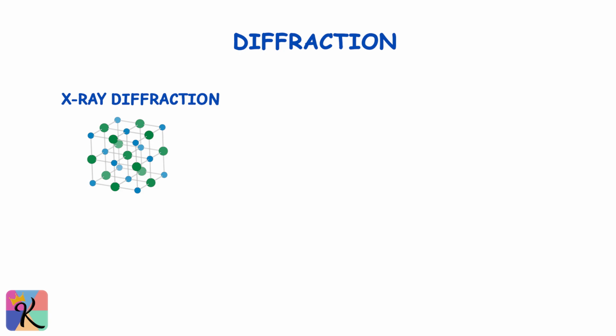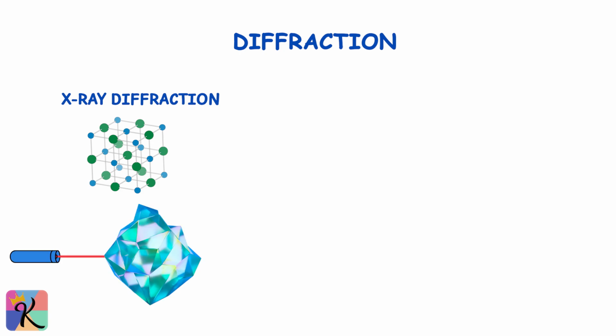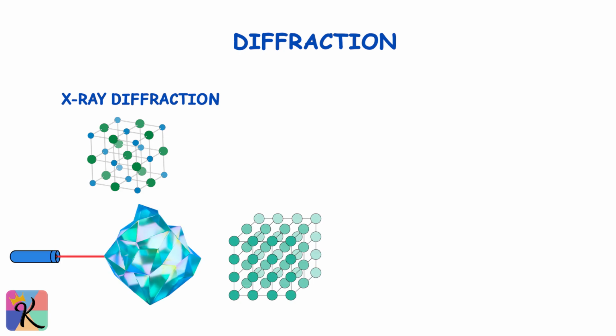Diffraction has several important applications in science and technology. The first is X-ray diffraction. This technique is used to study the crystal structure of materials. When X-rays pass through a crystal, they are diffracted in specific patterns that reveal the arrangement of atoms within the crystal. Second is electron diffraction.